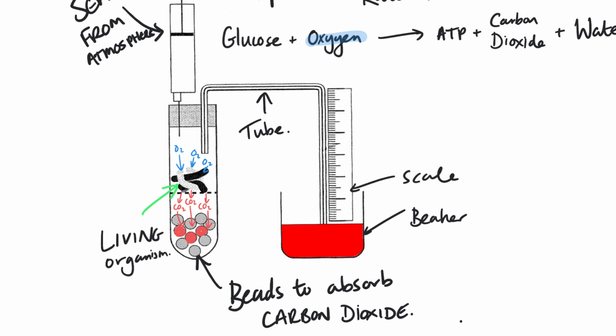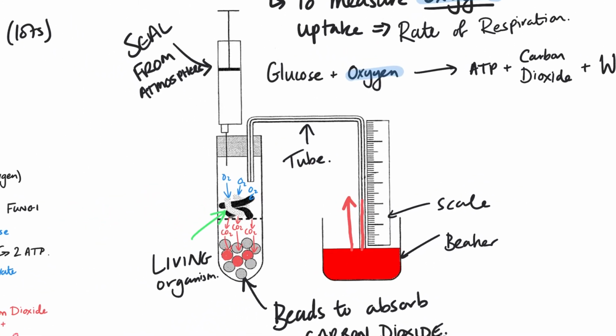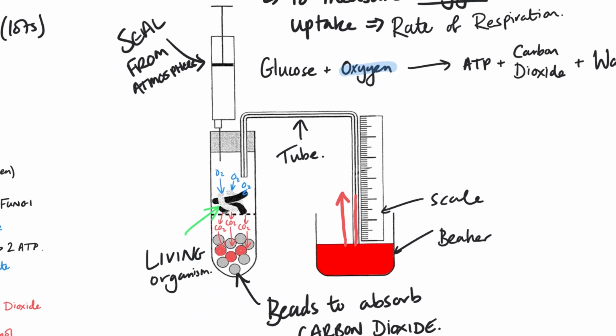So what you'll find is that the liquid in the bottom of the beaker is going to start to rise up the tube next to the scale here. As all the gas gets used up in this experiment, the liquid's going to get sucked up the tube. So it's like a straw. You've made a bit of a vacuum and that liquid's getting raised up.